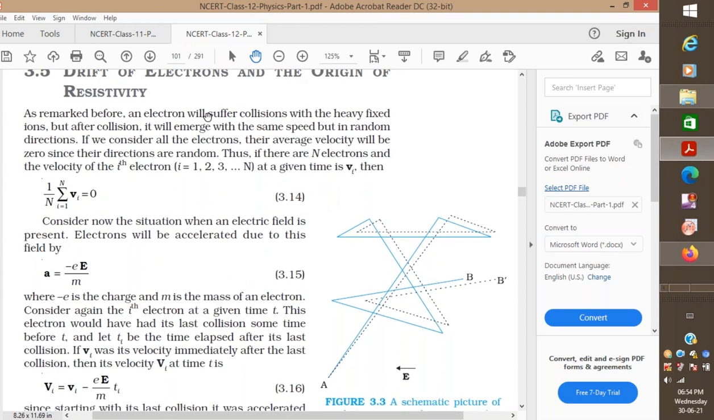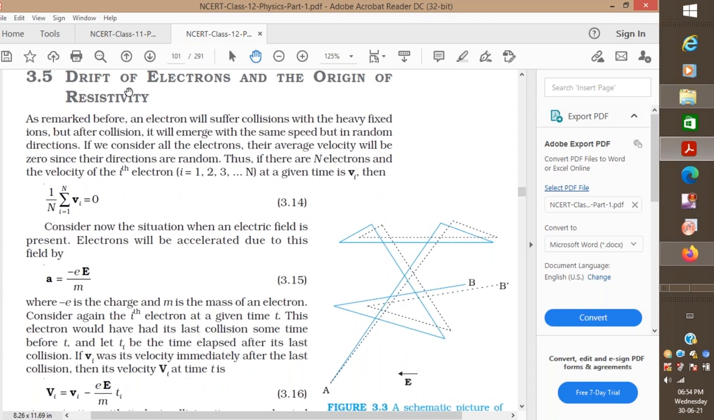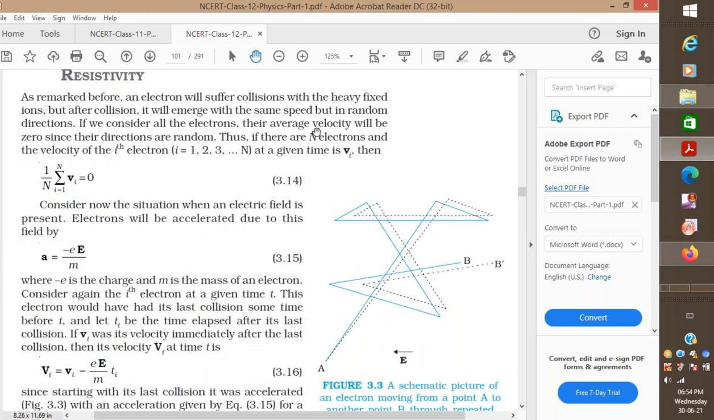First of all, we have to learn what is drift of electrons, and what is the origin of resistivity. We have learned resistivity or resistance, but what is the origin of the resistivity? I have already partly discussed that: the free electrons, while moving due to thermal motion, even if you give the electric field, will suffer multiple collisions during their motion. To go from one end of the conductor to the other end, they will be colliding several times.